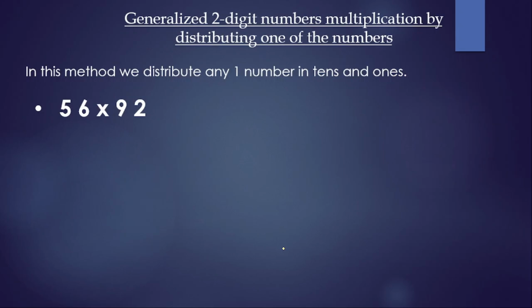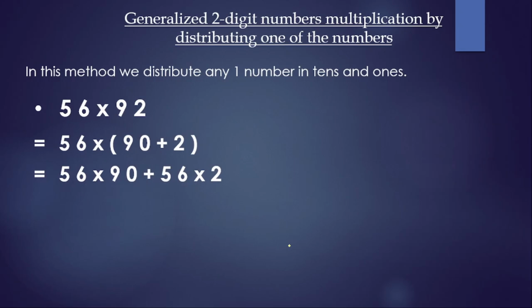Let us move further. Now here we are coming to some generalized methods wherein there is no condition. We can just multiply any 2-digit numbers. So here what we are doing, we are going to distribute one of the 2-digit numbers. In the first case, I'll show you distributing the first value. In the second example, I'll show you distributing the second value. Let us start. We start by distributing 92 as 90 plus 2. Now what we do, we multiply 56 with 90 and add it to 56 times 2. 56 times 90, 5040, 56 times 2, 112. The answer is 5152.